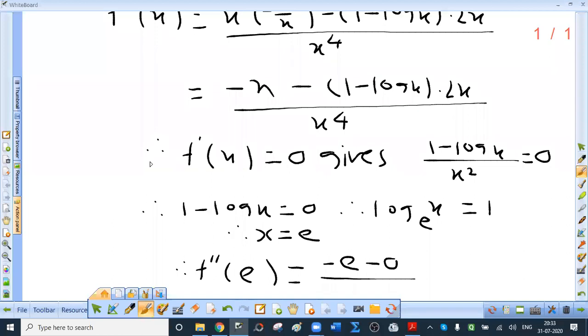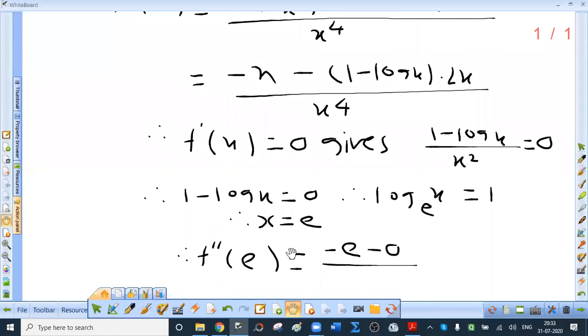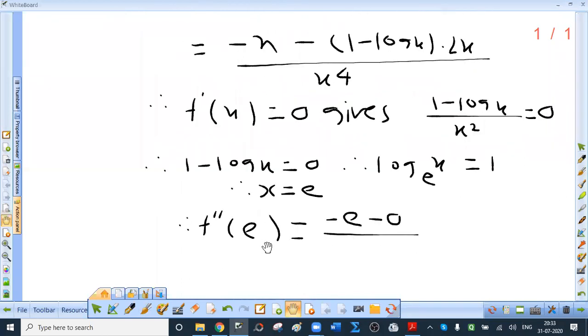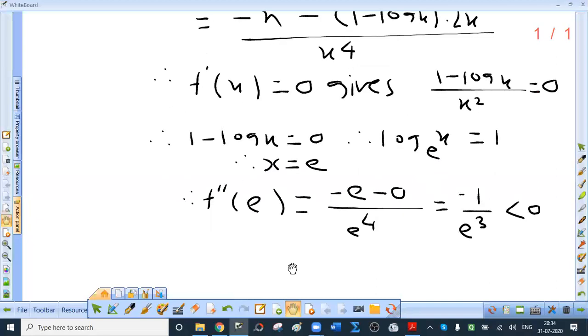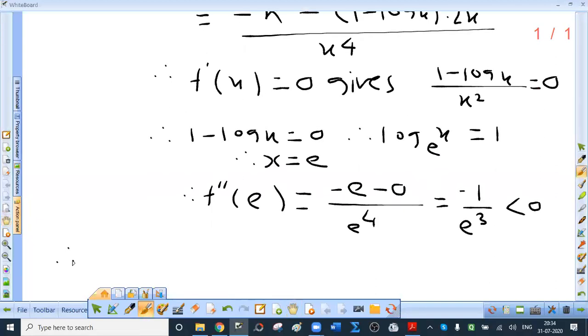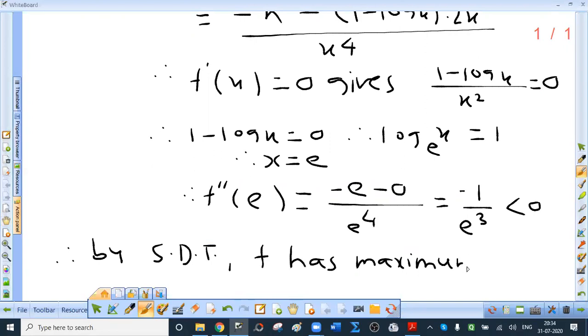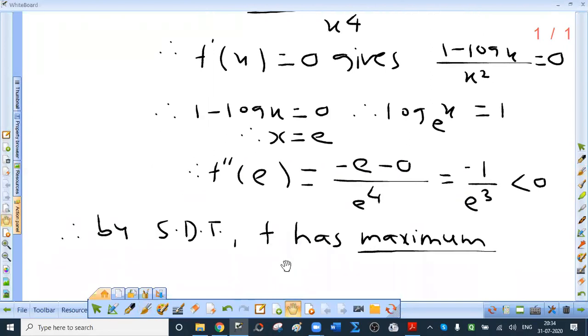What is the denominator? It is e raised to 4. Now tell me whether it is positive or negative. It is definitely negative. It is actually minus 1 upon e cube. I have to say this is less than 0. Therefore, by second derivative test, the function has maximum at x equal to e.